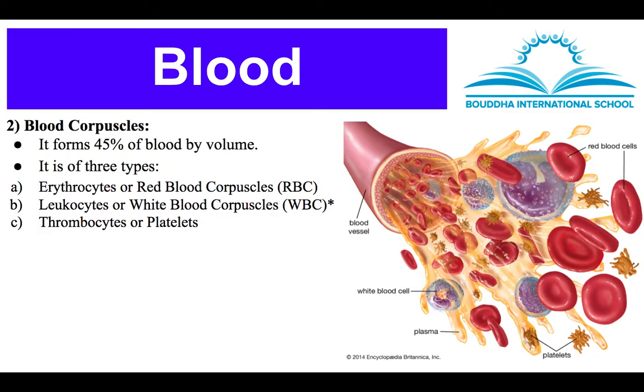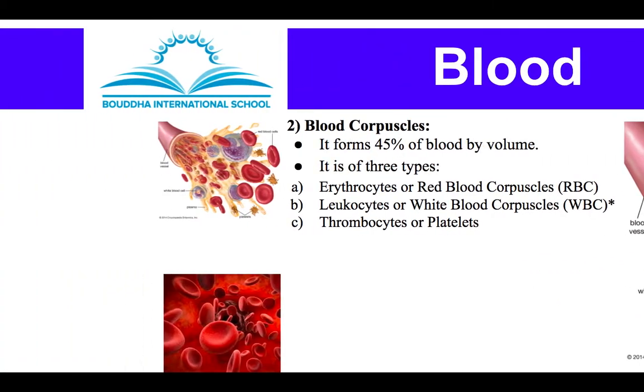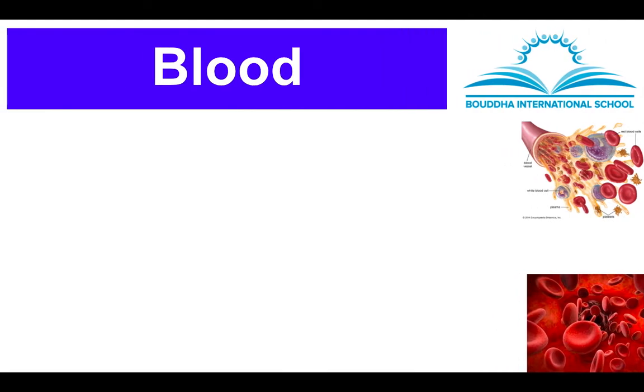Now let us discuss blood corpuscles. The first blood corpuscle is RBC. Among these three blood cells, RBC is found in maximum number, so that is why our blood is red in color.